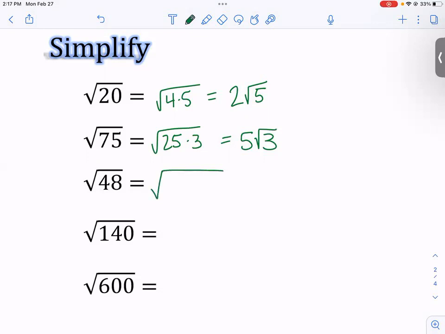I got you. Okay, 48. I'm seeing lots of mixed reviews. Okay, so I see somebody, hence why I said mixed reviews. Okay, I see somebody who left it as 2 radical 12. This is not okay because 12 is not reduced if it's under the radical. Okay?